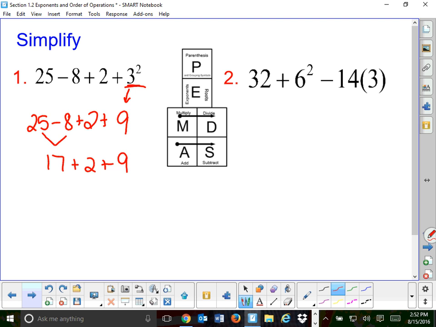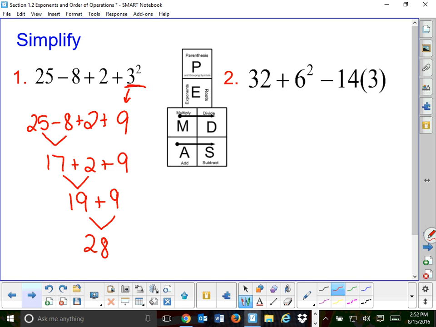And then I can do the next line. I only have addition left, so I'm just going to work straight across. 17 plus 2 is 19 plus 9. And on the last one, I can see that when I add those together, I get 28. So according to order of operations, that is the best way to do that, the only way to do it. Please pause this, try to do number 2 on your own, and then come back together.